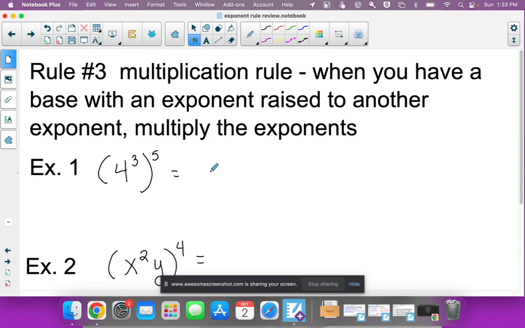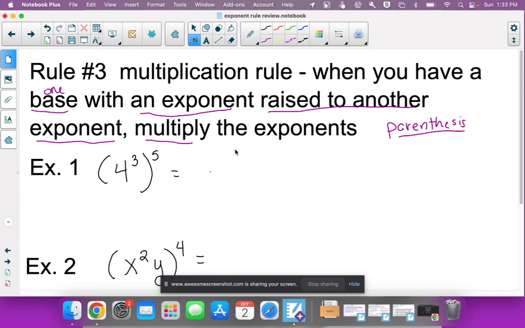All right, now we've got the multiplication rule. Now, this is kind of a funny one because we don't have to worry about bases for this. What we're seeing is one base with two exponents. You have one exponent raised to another exponent. You're going to see parentheses with this, right? That's the only way to show that you have one exponent raised to another exponent. So when you see those parentheses, that's telling you to multiply your exponents.